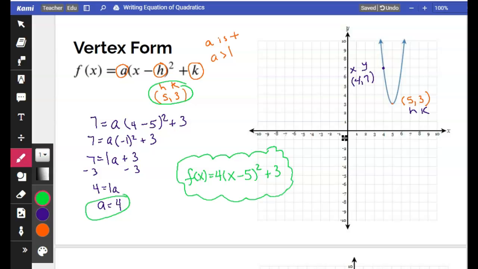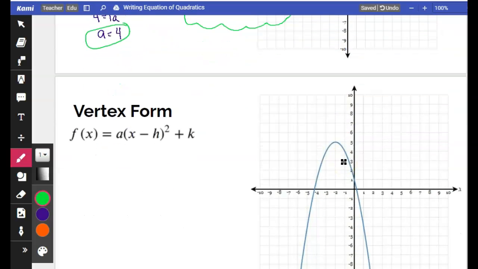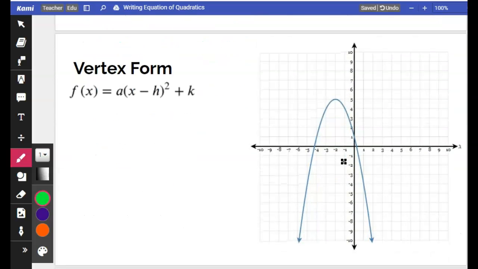All right, let's do another example. I encourage you to take this example, press pause, try it on your own, and then come back and see if you're correct. That's the way these things work best. All right, let's find my vertex. There it is, -2, 5. There's my h and my k.